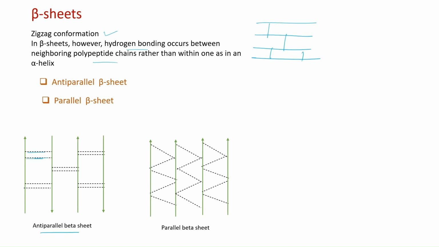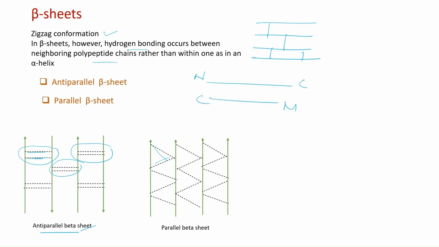In the antiparallel beta sheets, the hydrogen bond formation is proper. As you can see, they are formed in a proper way, in a proper orientation. But in case of parallel beta sheets, the hydrogen bond formation is in a zigzag pattern. Therefore, antiparallel beta sheet is more stable compared to parallel beta sheets. What do we mean by antiparallel or parallel beta sheets?